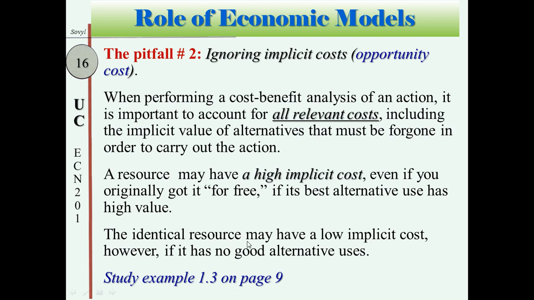The identical resource may have a low implicit cost. However, it has no good alternative use. The other resource may have a low explicit cost. However, maybe it's not a good alternative use. This is really not a good one.